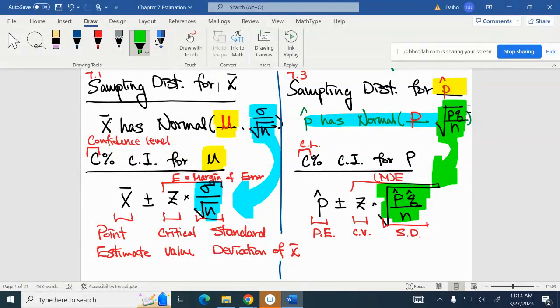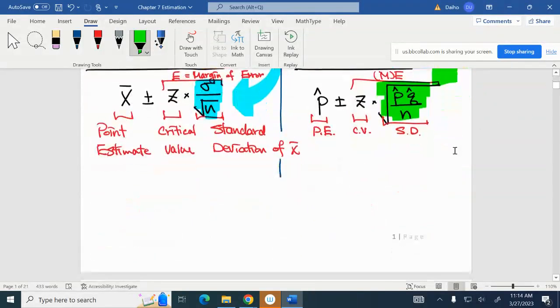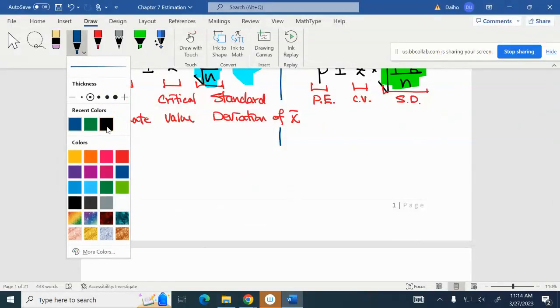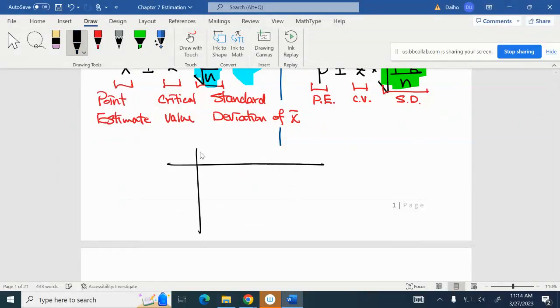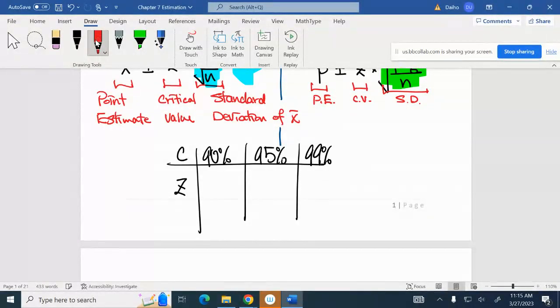And also I gave you the table for the critical value. Both of them use the z-score, so we made a table: confidence level and the critical value, the Z-score. 90%, 95%. Can you remember this table? 99%. So it was 1.645, 1.960, 2.575. Can you remember them?